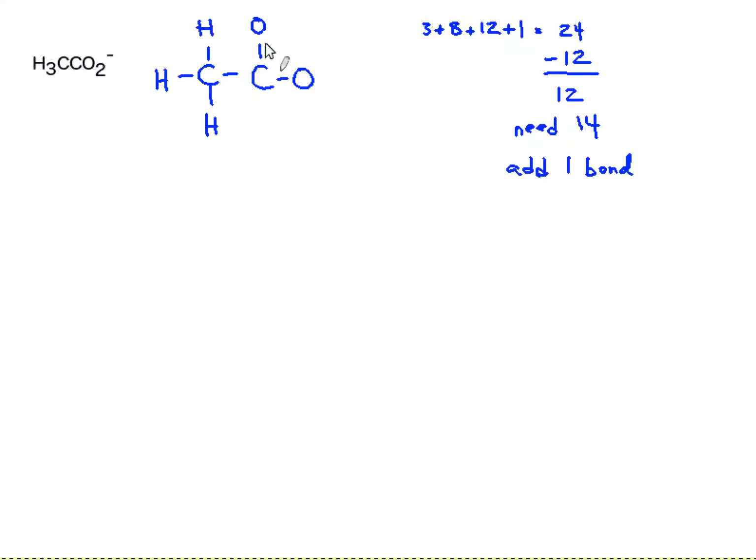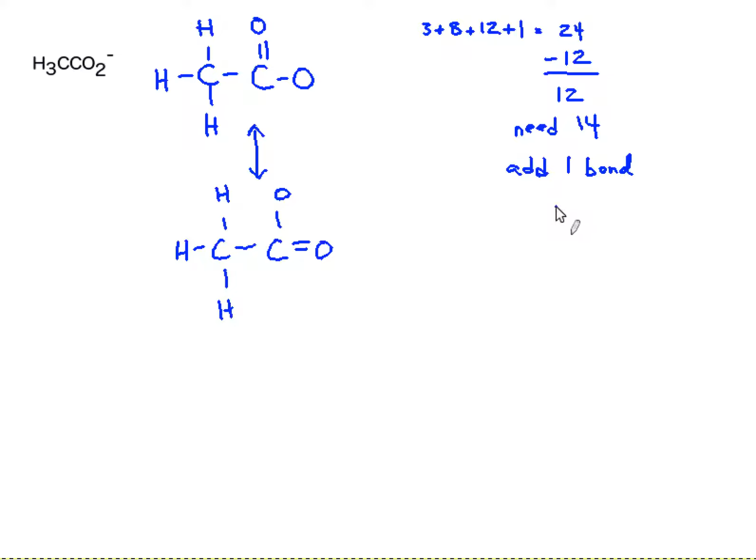So there's really only 2 choices of where to add that extra bond. One would be between this carbon and that oxygen, and then the other resonance structure would use that double bond between the carbon and the other oxygen.